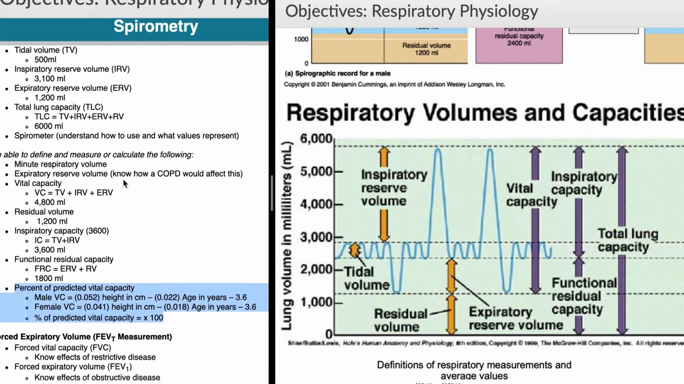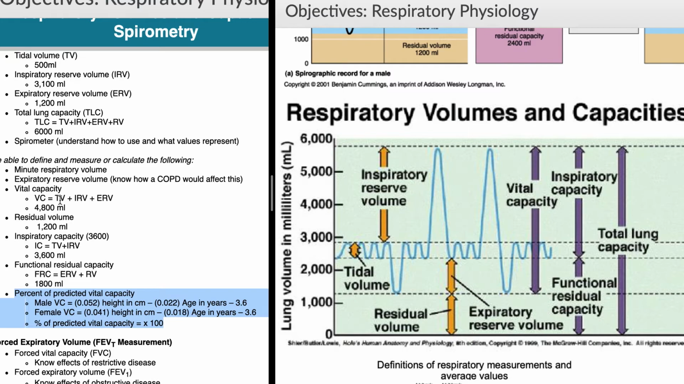And then I also might give you someone's vital capacity, their tidal volume, and their inspiratory reserve. And I want you to be able to do the basic math to calculate it. It won't be super tricky. It'll just be addition or subtraction. And that's the only numbers-based thing.